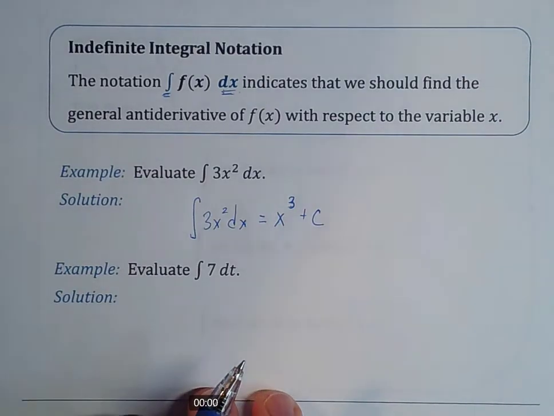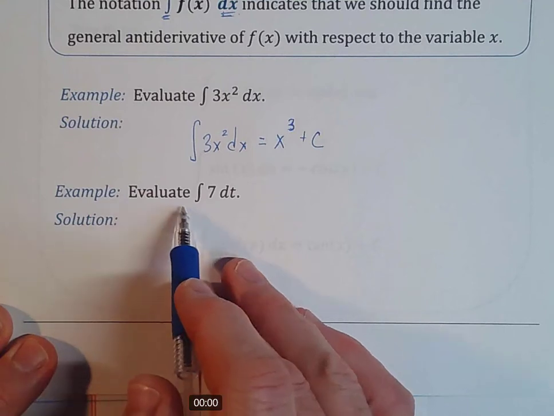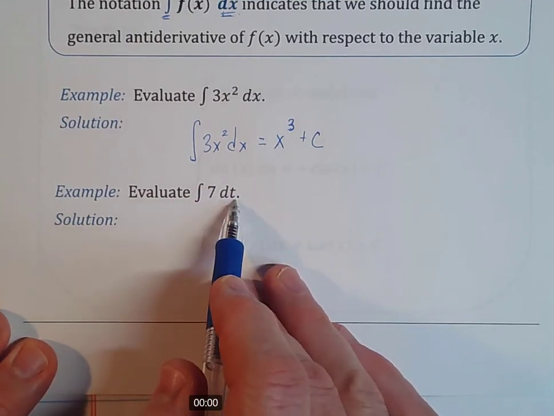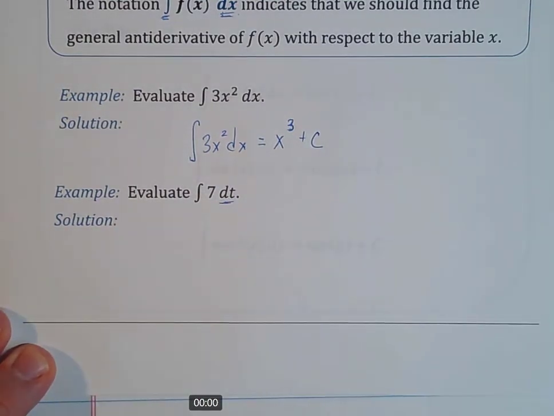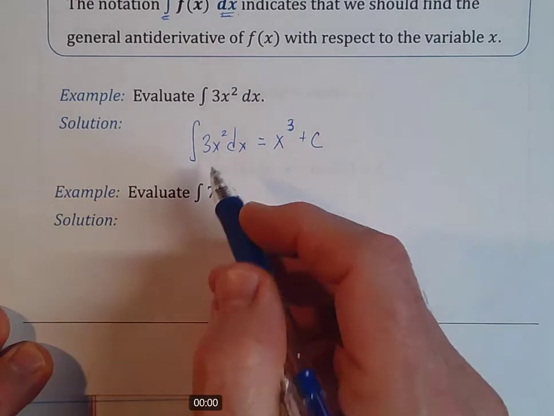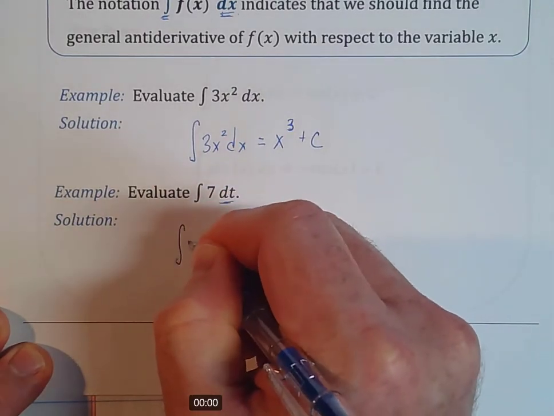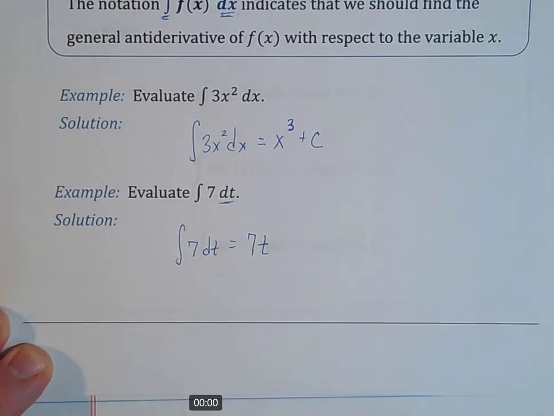All right, so let's see if we can do some of these things. I want to evaluate the indefinite integral of 7 with respect to t. So what this tells me, now watch out, is that the variable I'm dealing with here is t. So the function I'm talking about involves t as its variable. The function I have is just a constant, it's just 7. So what would you take the derivative of that would just give you 7? Well, the answer is you would take the derivative of 7t, right?